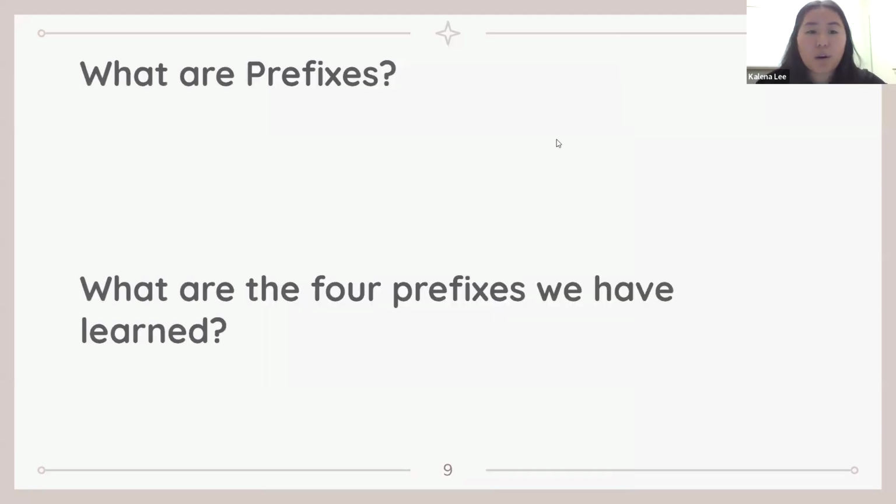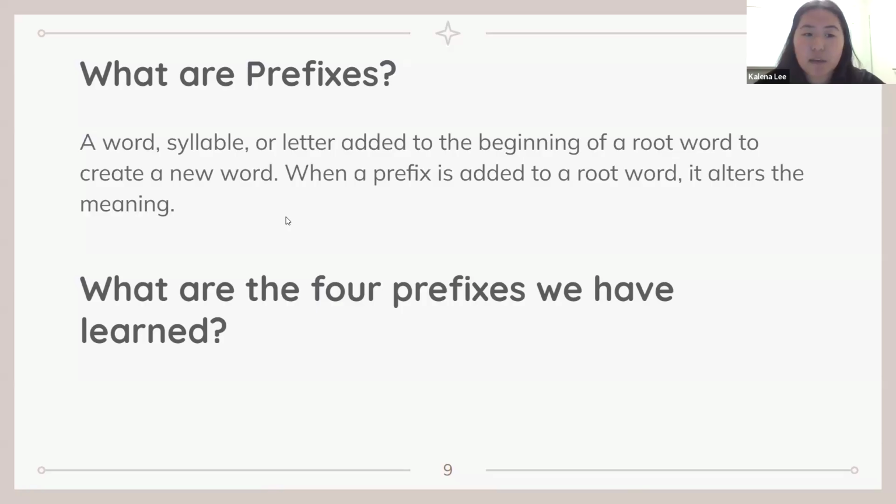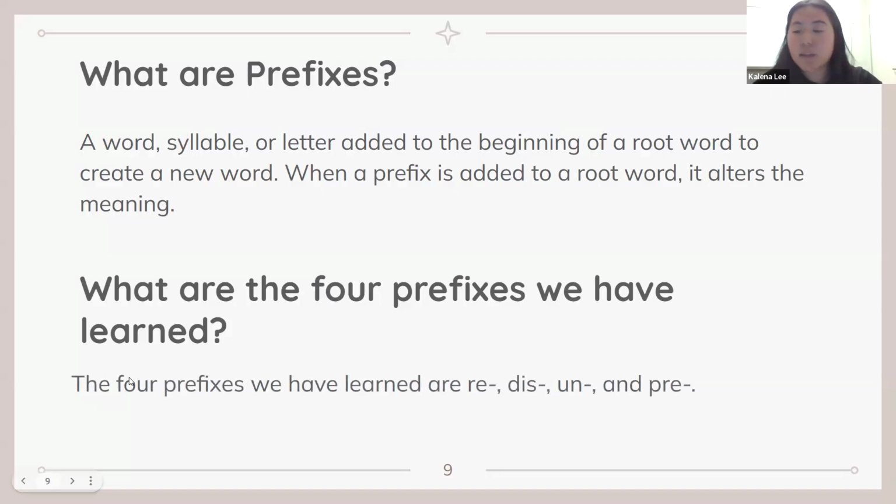So, what are prefixes? Can somebody raise their hand to give me an answer to what are prefixes? Okay, yes. A prefix is a word, syllable, or a letter added at the beginning of the root word to create a new word. When a prefix is added to the root word, it alters the meaning. And what are the four prefixes that we have learned today? Okay, I'm going to pick you. Yes, the four prefixes we have learned today are re, dis, un, and pre.